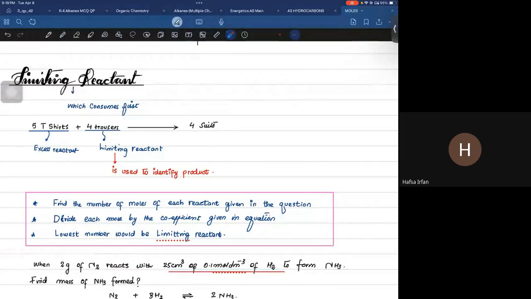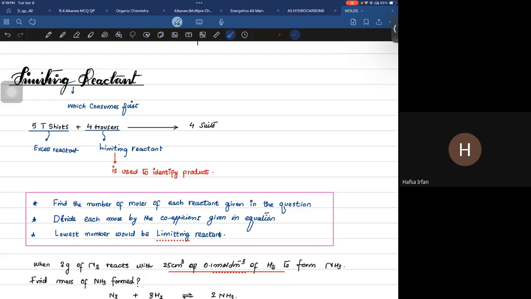So how would we identify the limiting reactant? We have some methods. Most of the time he would not mention that this is a question of a limiting reactant. You would get an idea by doing some past papers. You have to identify it by yourself. So the hint for this question is that you would be given more than one piece of data.